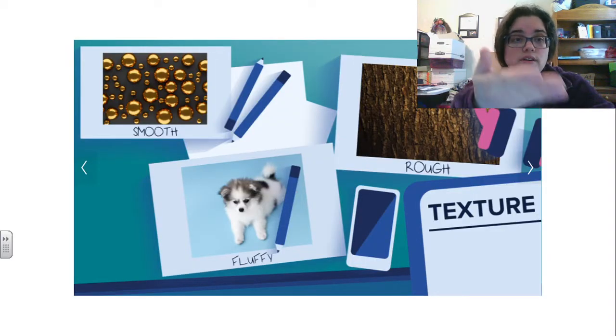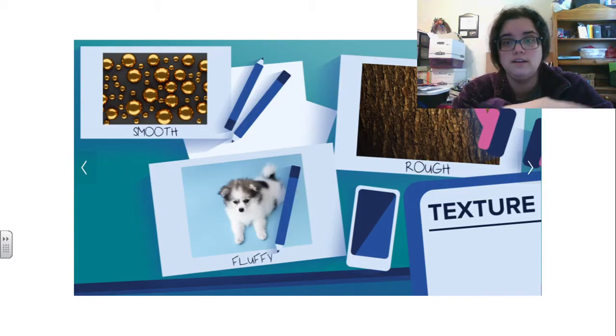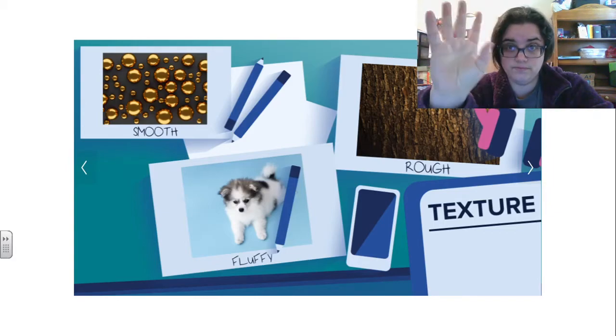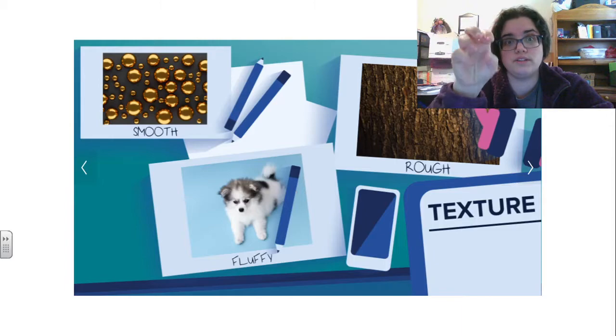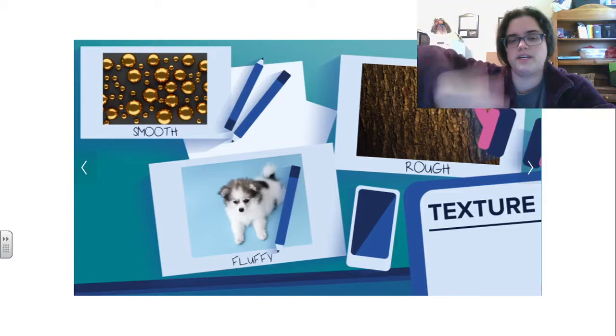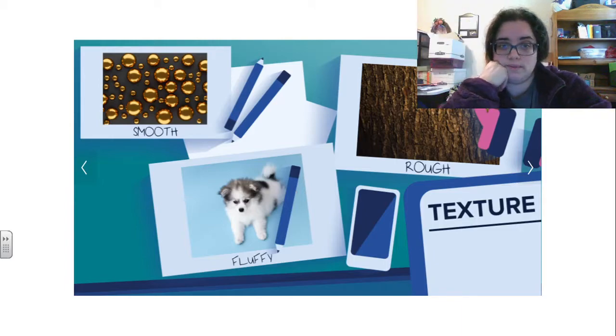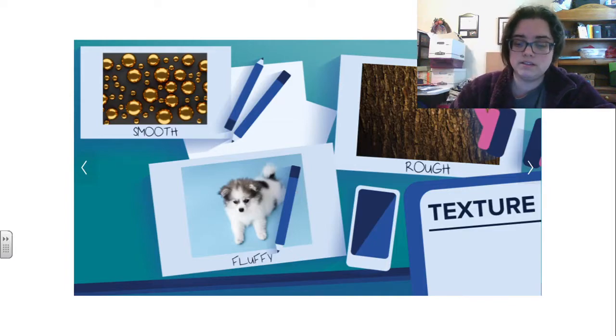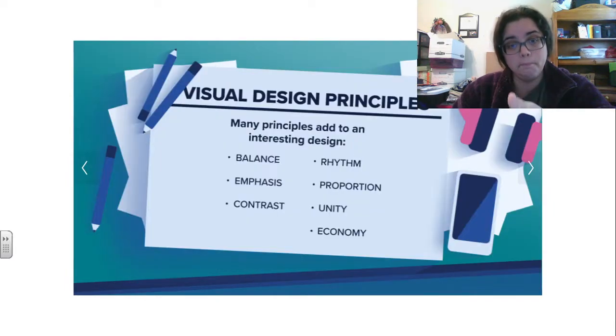More examples. Those smooth droplets look very shiny. The rough bark is not as shiny. It's rougher. You can tell it would scratch if you rubbed your hand along it. There's a fluffy puppy, which is adorable. So those are the basic principles or design elements that you're going to see in visual design.